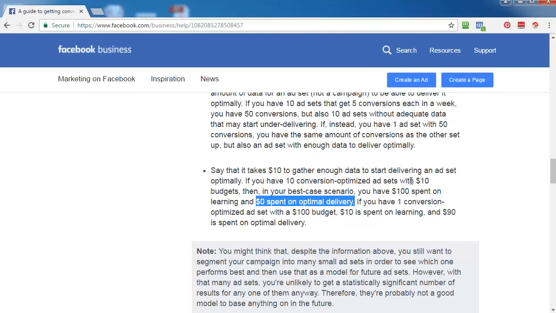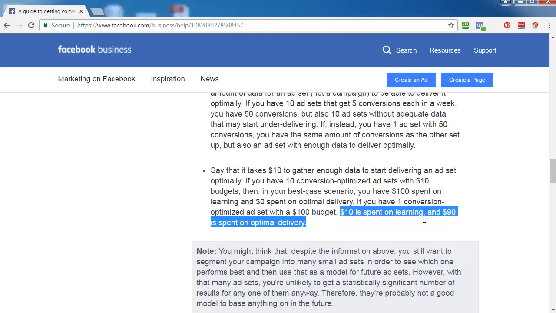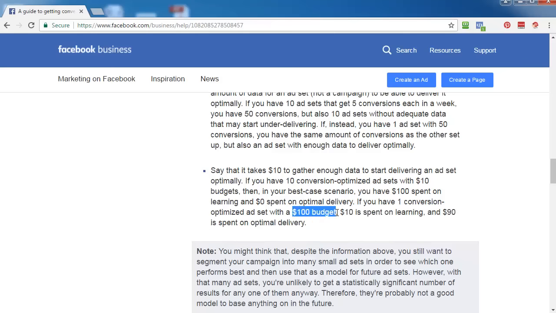Okay? And then they go on to say, if you have one conversion optimized ad set with a $100 budget, $10 is spent on learning, and then $90 is spent on optimal delivery. So the numbers aside, what they're saying is that they want big budgets and they want to be able to spend money on learning and then shift the budget to optimal delivery. Okay, so that was kind of the point. So Facebook is telling us don't do the little ad sets, because they're not going to give us the conversions. Even if they do, they're going to fade off.